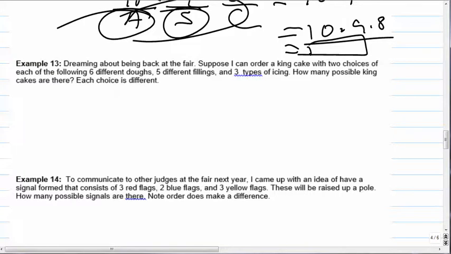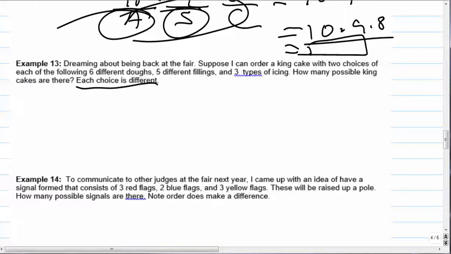Suppose I can order a king cake with 2 choices of each of the following: 6 different doughs, 5 different fillings, and 3 different types of icing. How many possible king cakes are there? Each choice is different. Make sure I put that in there.